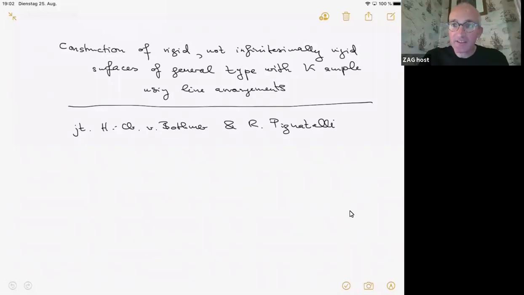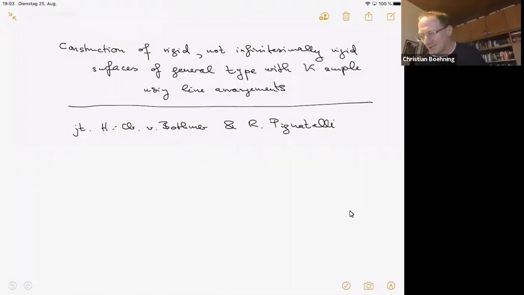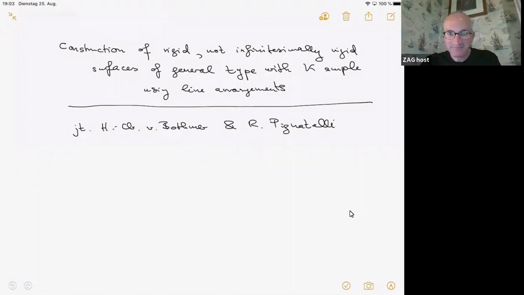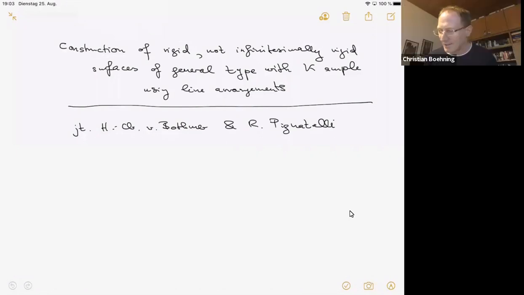Okay, let's start. So it's my big pleasure to introduce Christian Boehning from University of Warwick. And Christian will talk about rigid, not infinitely rigid surfaces of general type with ample canonical divisor. Yeah, thank you very much for giving a talk in this brave new framework. And as Vanya said, I'll talk about the construction of rigid, not infinitesimally rigid surfaces of general type with K-ample.